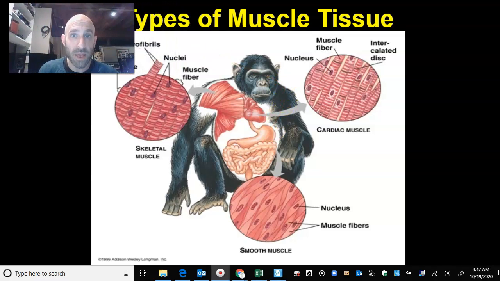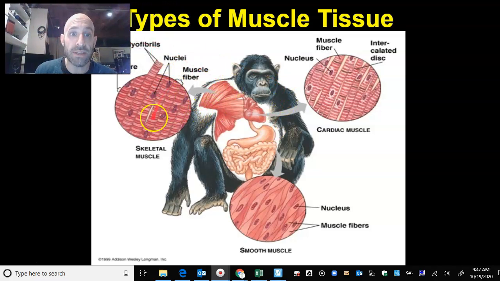I like this little diagram on this next slide. This guy's awesome. He's just chilling, and he's got his skeletal muscle here, so you can see the fibers are all running in one direction, and they have the striations, and this is going to be voluntary. This is your cardiac muscle. They look almost the same. The difference is they have these intercalated discs, and they have a single nucleus per fiber.